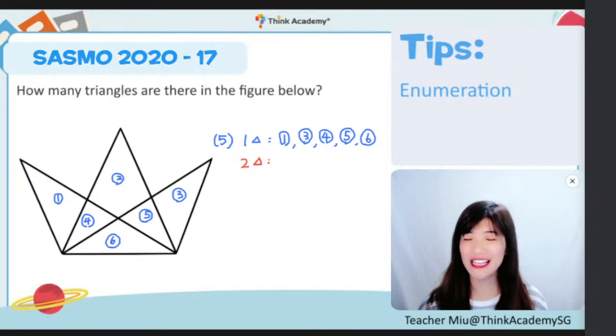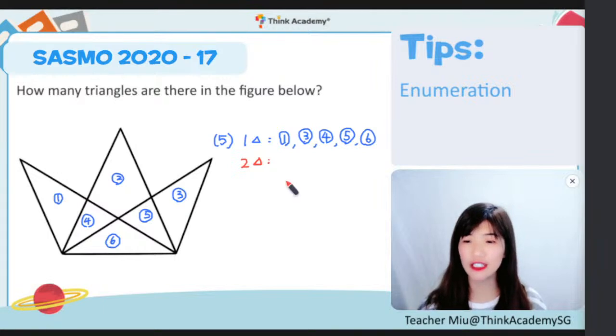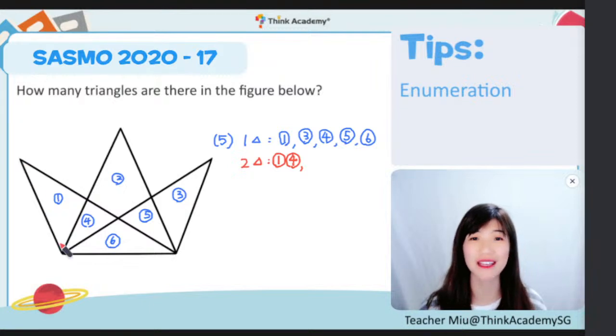What about, can we just combine 2 parts to make a bigger triangle? Let's try. Let's just combine 2 parts to make a triangle. But now let's take a look. 1, we can just combine with 4 to make a triangle, right? So 1, 4, that is one triangle. Okay, I won't trace it out for you to see because once I trace it out, it will be so messy.